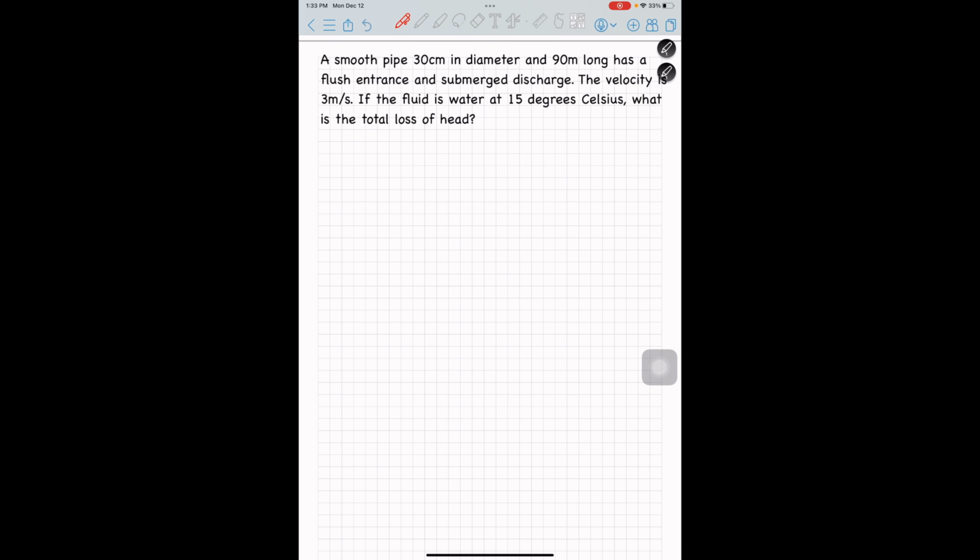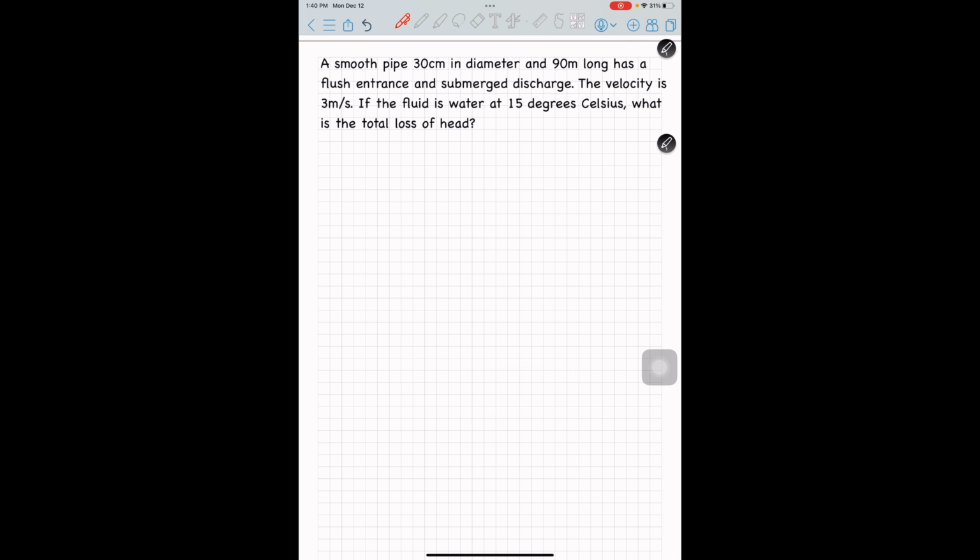We will solve this problem. A smooth pipe, 30 cm in diameter and 90 meters long, has a flush entrance and submerged discharge. The velocity is 3 meters per second. If the fluid is water at 15 degrees Celsius, what is the total loss of head? So this is the illustration of the problem.